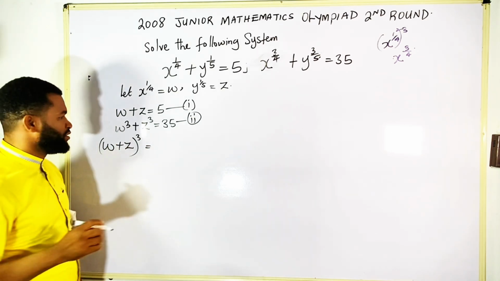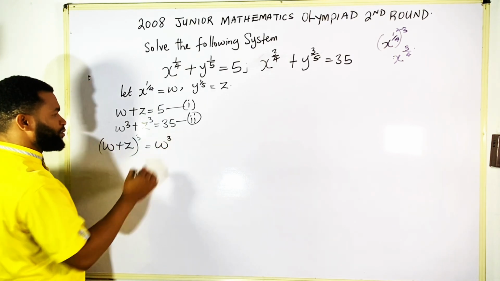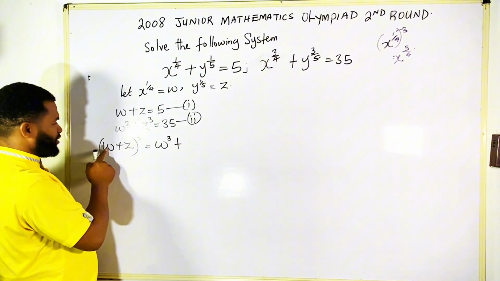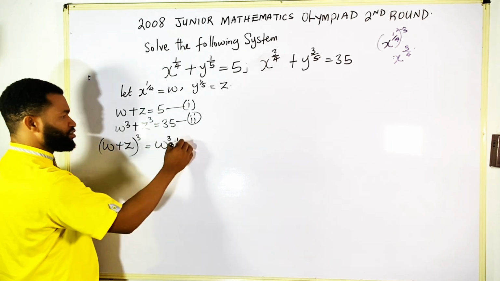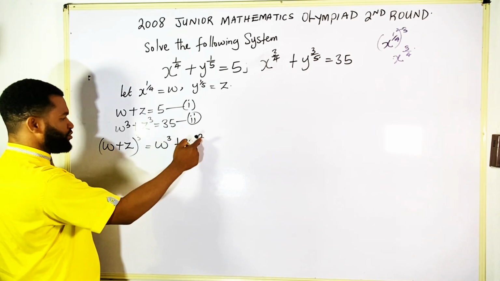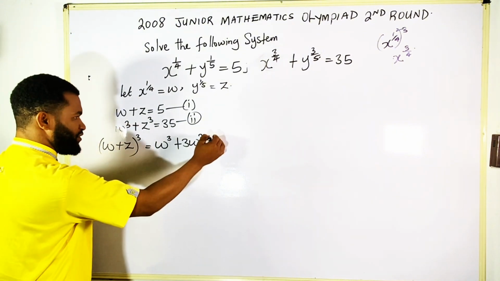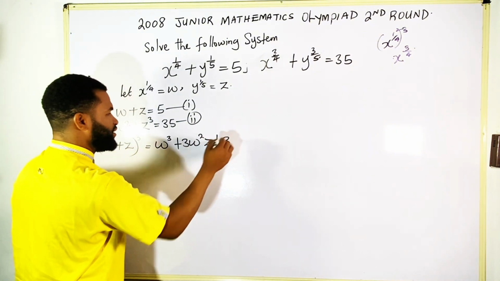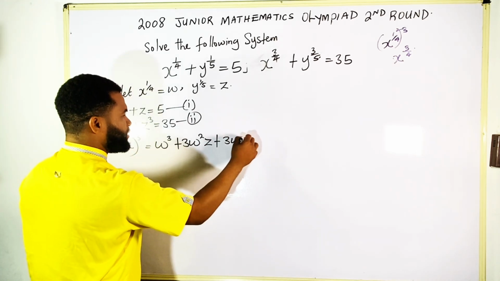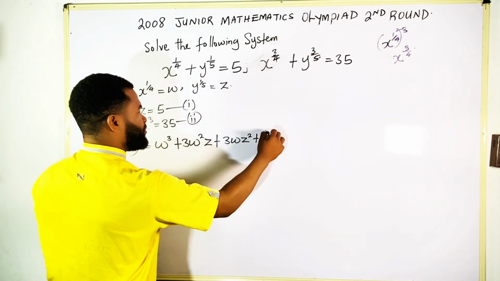What will it give me? Okay, if I use Pascal's triangle, it's going to be w raised to power 3 plus 3, w raised to power 2, where w is going to reduce by 1 and z is going to increase by 1, so the power of z will be 1, plus another 3, w is going to be 1, and z is going to be power 2, then plus z raised to power 3.